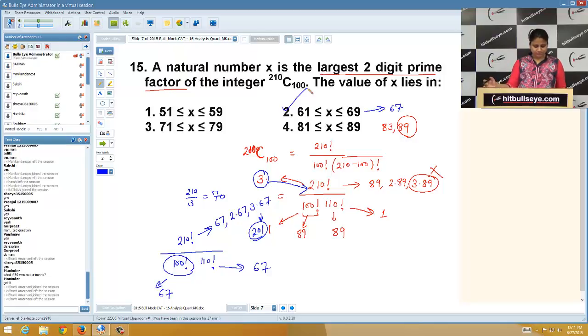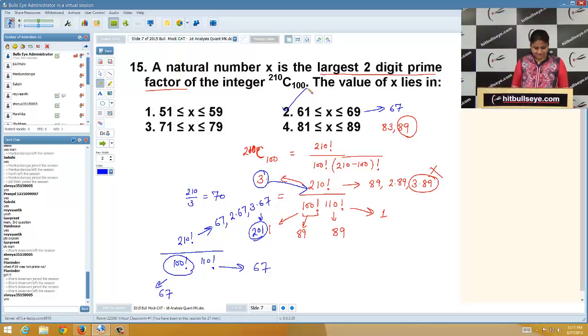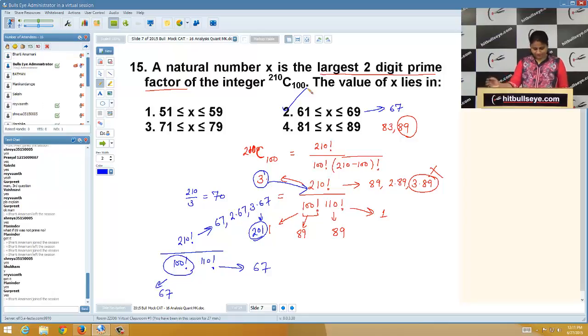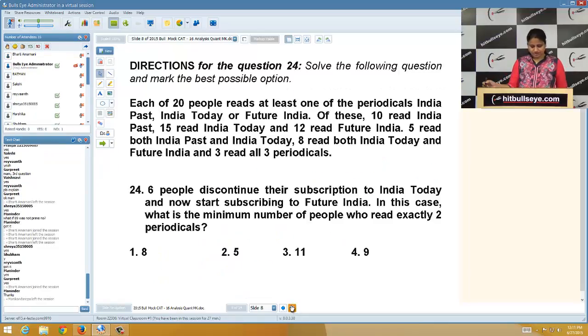You got that, all of you? Maninda, is your doubt clear now? Okay, so let us move. Here, question number 24. Any problem in this?